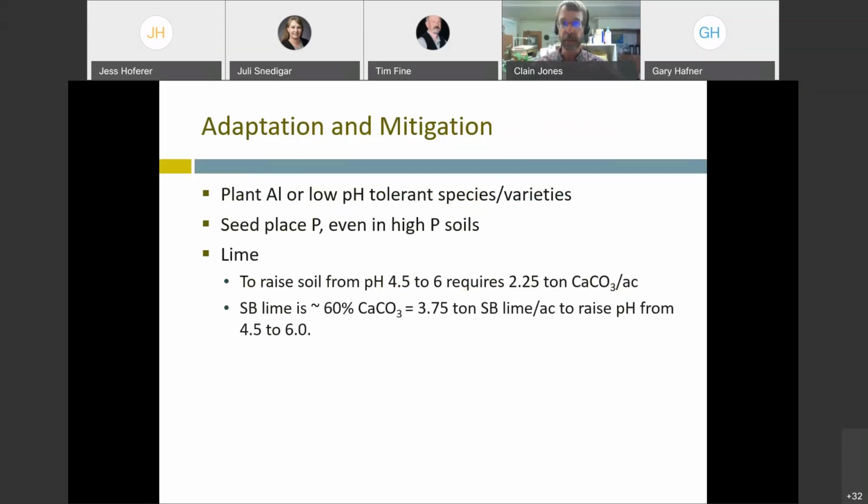Sugar beet lime is free in Sidney and in Billings, so that's an attractive lime source in Montana. It's only about 60% calcium carbonate, so therefore you need somewhere around 3.75 tons of sugar beet lime per acre to raise the pH from 4.5 to 6.